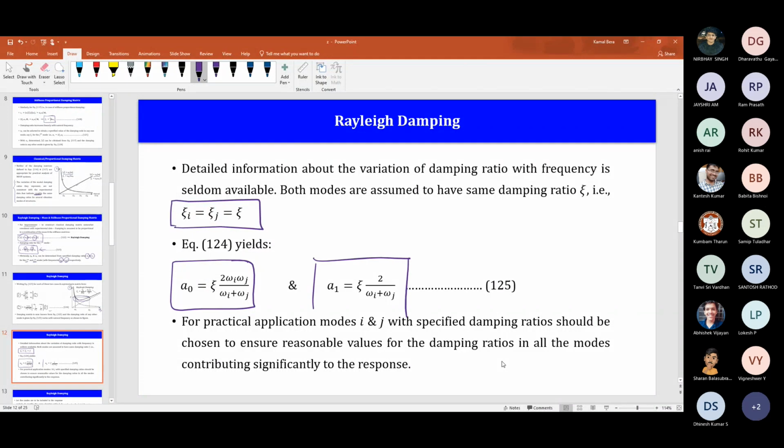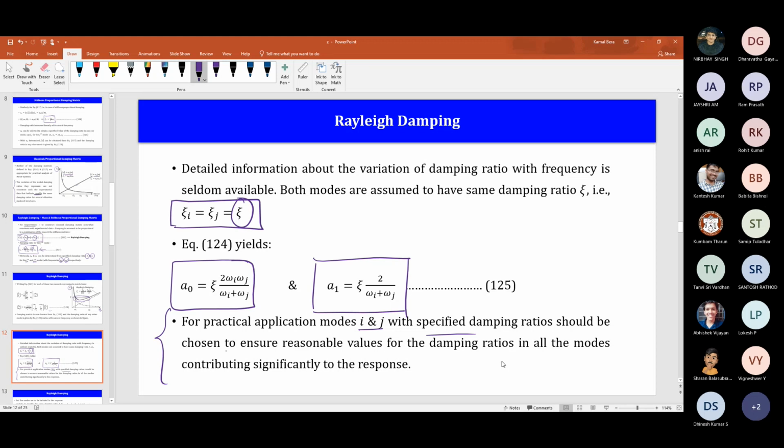So you should remember at least this expression. If the modal damping ratio for both the modes, omega i and omega j, is equal to zeta, then I can find a0 equals 2 omega i omega j zeta by omega i plus omega j, and a1 equals 2 zeta by omega i plus omega j. You can read it. For practical application, modes i and j with specified damping ratio should be chosen carefully, and this is very important.